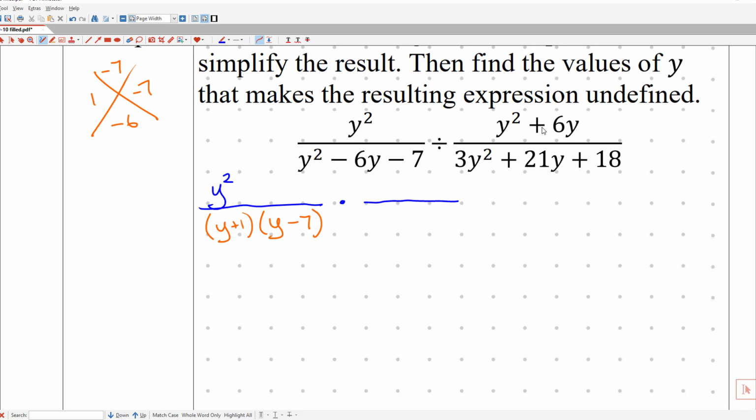So what is the greatest common factor? Well, these terms both have a y. There's no number I can factor out because that's a 1 in front of the y squared. So y is the greatest common factor. When I factor out y, what's left over? Just y and then plus 6.